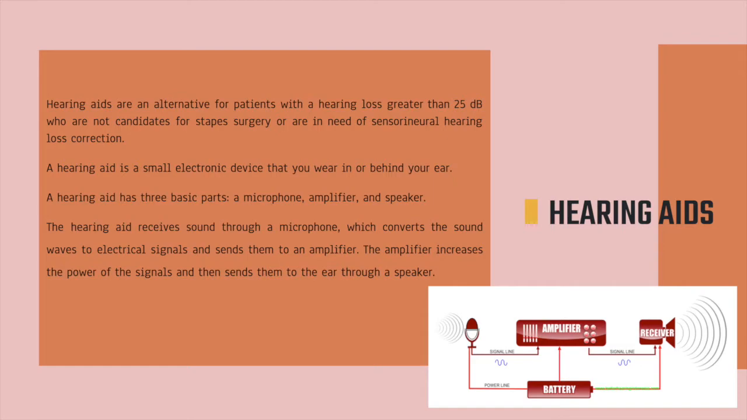Hearing aids aim to amplify sound and can be programmed according to user needs. In addition, a hearing specialist can help recommend the type and technology of hearing aids that is more suitable for the patient. A hearing aid is a small electronic device that you wear in or behind the ear. It has three basic parts: microphone, amplifier, and speaker.